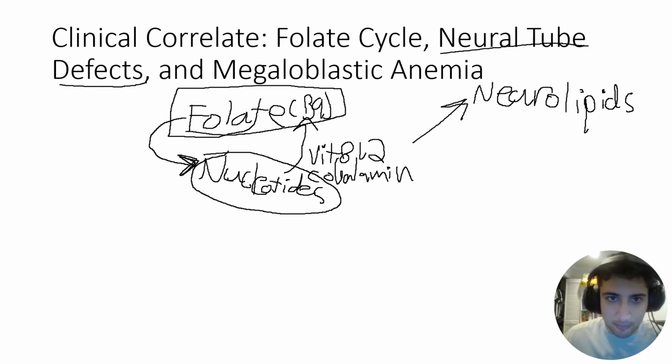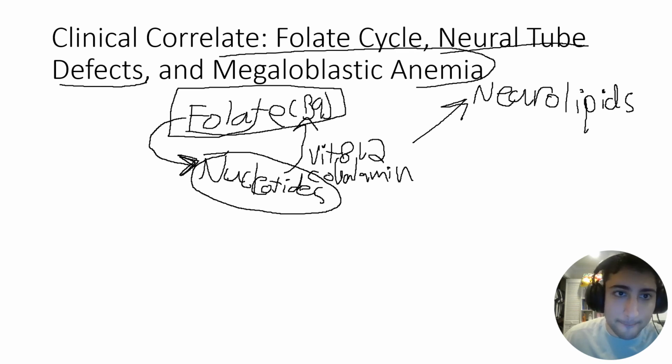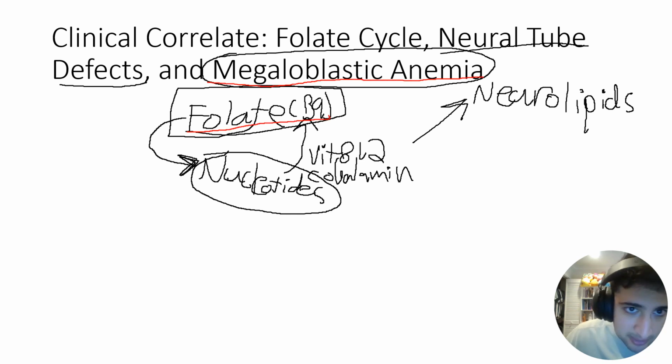The second thing I want to point out is something called megaloblastic anemia. So blood cells are also cells that are rapidly dividing, and they need these nucleotides. So when you have a deficiency of either folate, I'll use red for this, if either folate or vitamin B12 is deficient, you will get megaloblastic anemia because you're not able to synthesize nucleotides.